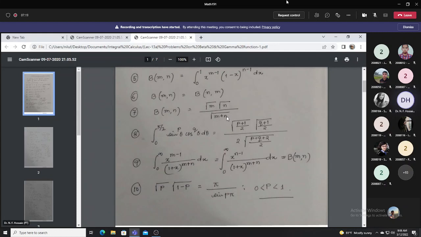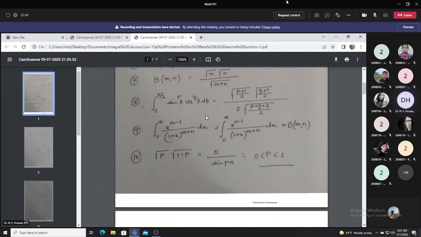And there was another result. All of these were done in our last class. The integral from 0 to pi by 2 of sin to the power p theta cos to the power q theta d theta equals gamma of (p plus 1) divided by 2 into gamma of (q plus 1) divided by 2, divided by 2 into gamma of (p plus q plus 2) divided by 2. We derived this in our last class.